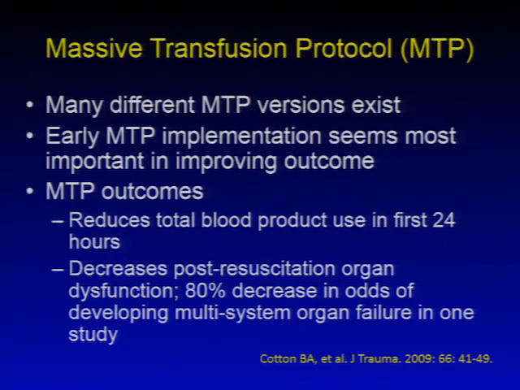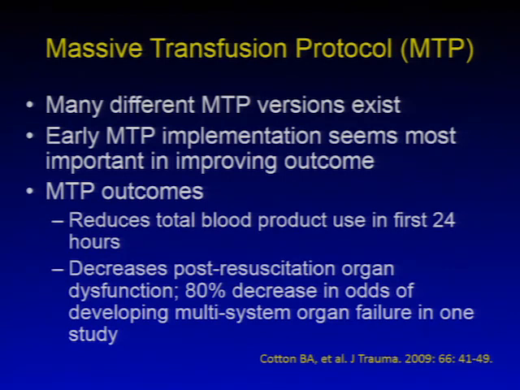Massive transfusion protocol. A lot of different versions exist. The important thing is not what your version is, but rather that you implement one and use it early in clinical situations where you think it might be indicated, and this definitely improves outcome. What kind of outcomes were improved in institutions that have massive transfusion protocols? Total blood product use in the first 24 hours after an incident of trauma, for instance, or other massive bleeding situation.